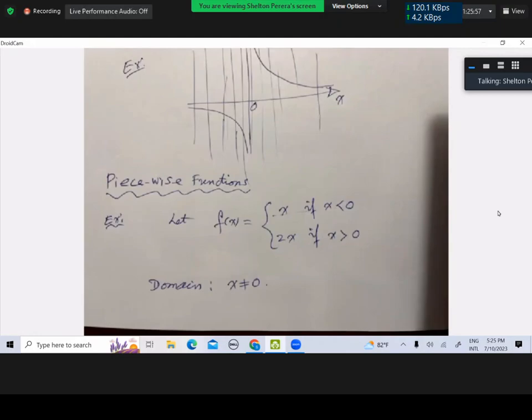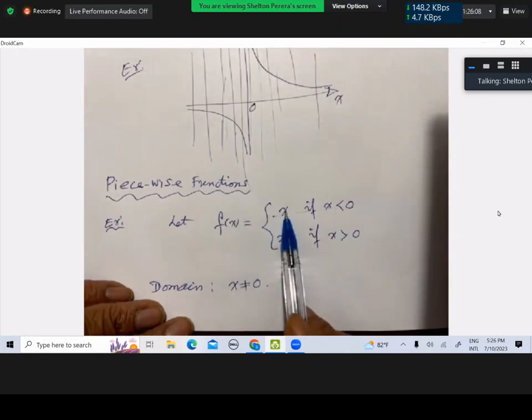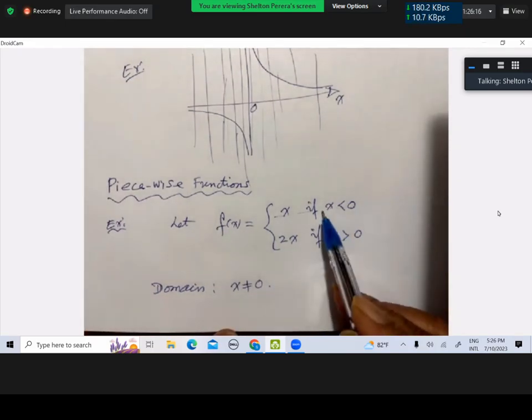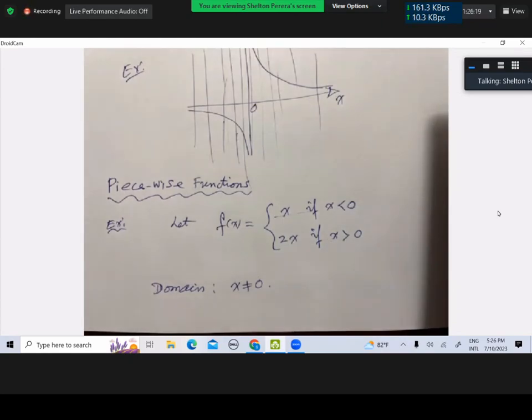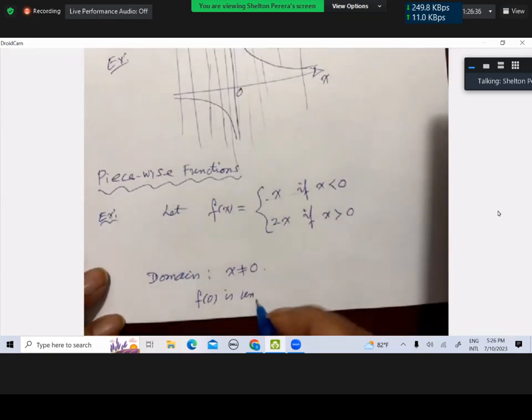There are two pieces. It's one rule with two pieces. The rule is: if x is negative, the output is x. If x is a positive number, the output is twice the input. Depending on which condition is satisfied, we get the output using this formula or that formula. But when x is equal to 0, it has no meaning. f of 0 is undefined. We have not defined it.